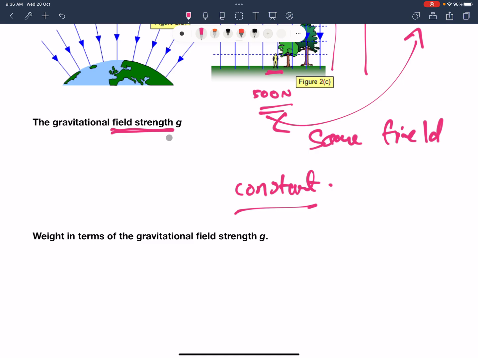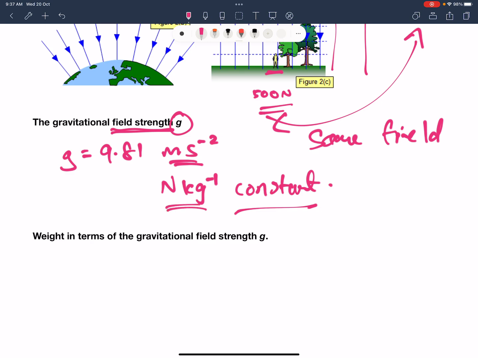The symbol that we use to describe this gravitational field strength is g, and you will find it to be very familiar because this is the usual 9.81. Remember previously we used this unit, meter per second square. But in this chapter, when we are talking about field strength, the unit we use is Newton per kilogram.